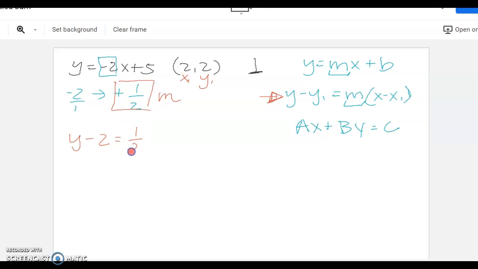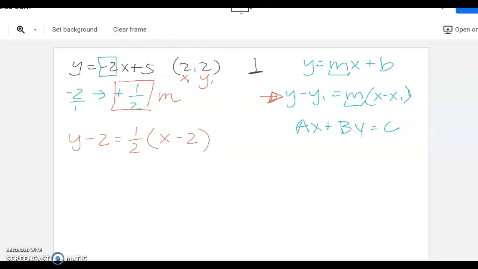Put in my slope, 1/2, and then subtract my x1, which is also 2. All right, so this is an equation of a line that is perpendicular to the given line. I could pull up Desmos and type them in and see.